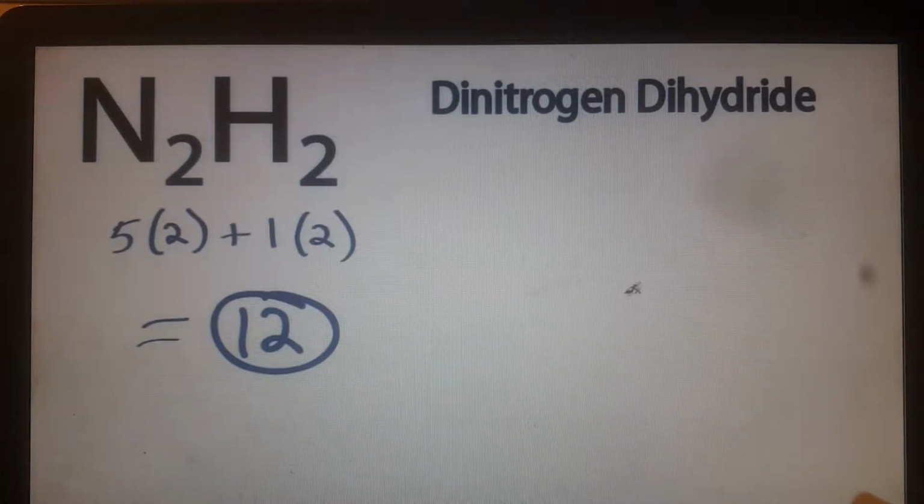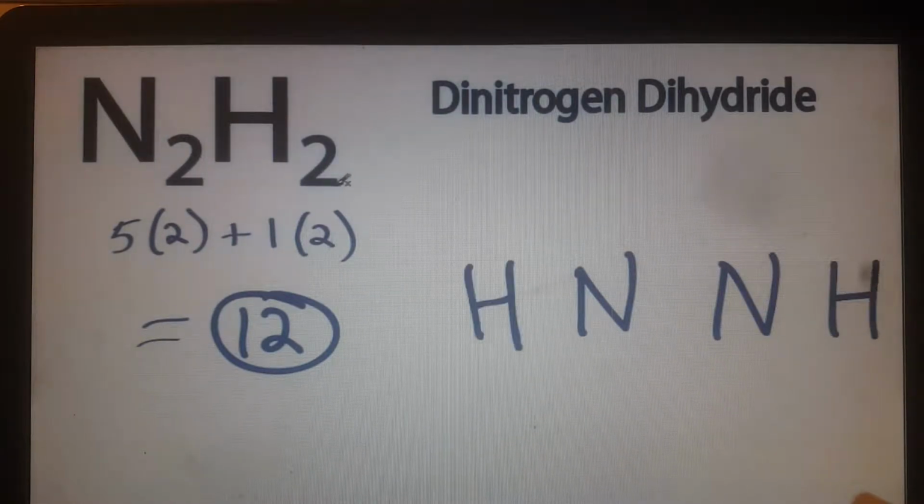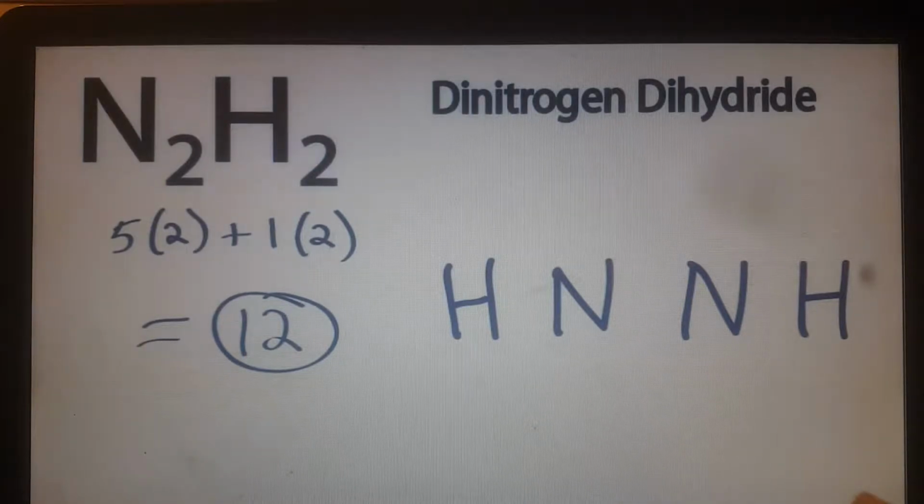Hydrogens always go on the outside, so let's put the 2 nitrogens in the middle, and then we can just put a hydrogen on the outside of each of those. So we've used the 2 hydrogens and the 2 nitrogens. We have 12 total valence electrons to work with.